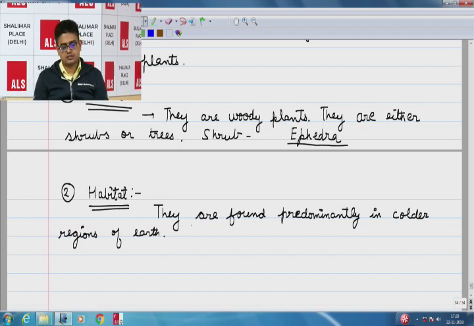The exception is cycas. Cycas is found in warmer climate regions also.